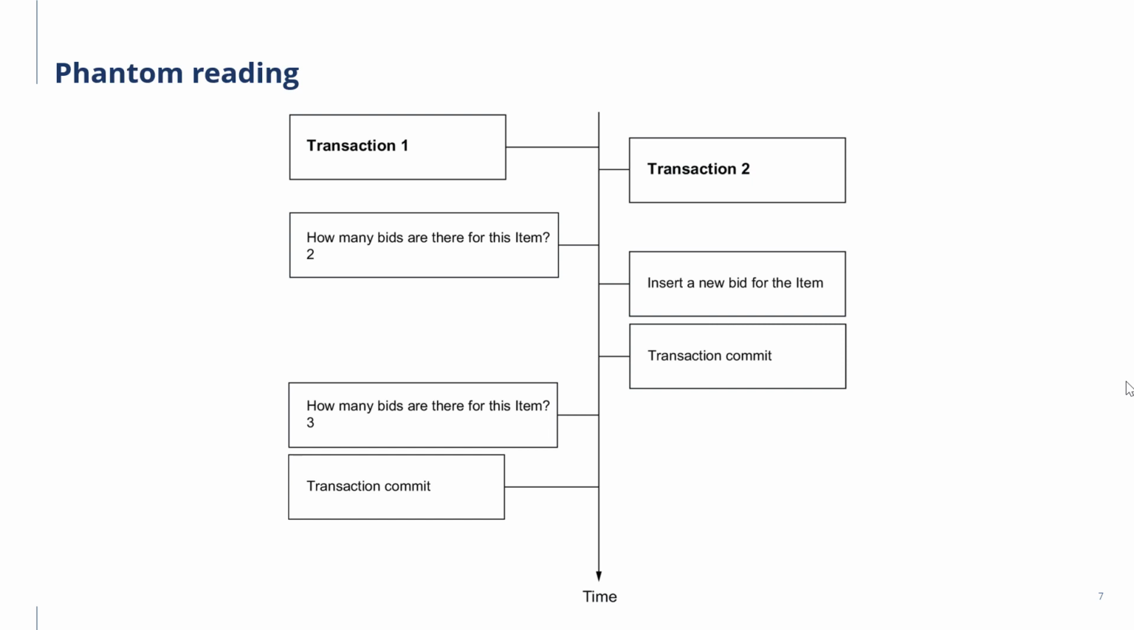And phantom reading, again, we have two concurrent transactions. The first one will say, how many bids are here for this item? 2. Another transaction will insert a new bid for the same item. So it will add something in a different row and will commit. The first transaction will now have how many bids for the item? 3. This is a phantom reading because meantime, during the execution of the first transaction, something happened, but not with a particular existing row, but by adding a new row to the same table.